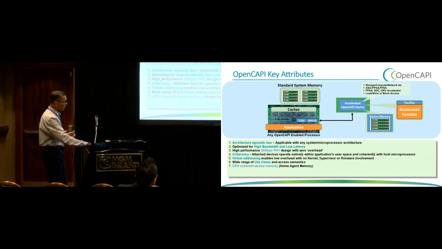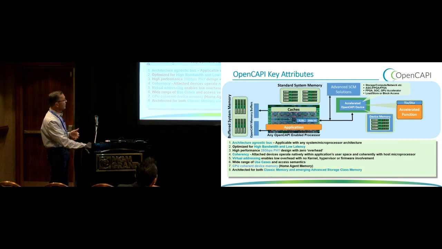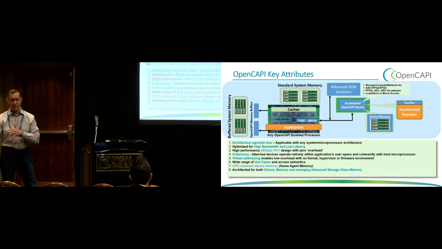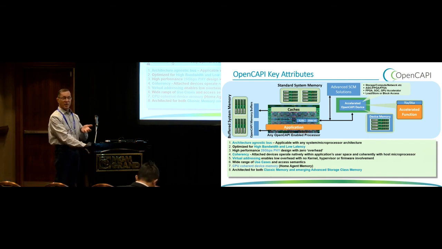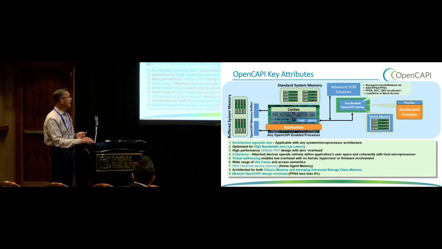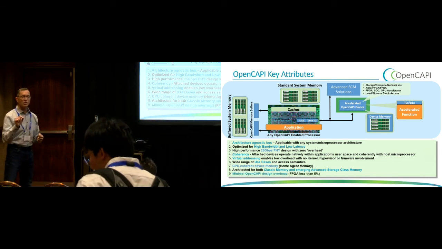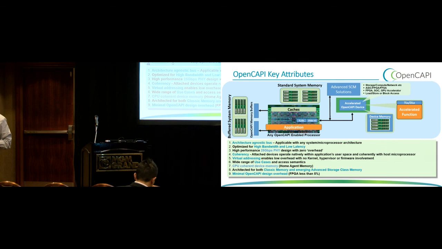There's the CPU coherency to the device itself, the home agent memory subsystem. It is architected for both, and I mentioned this classic memory and this emerging storage class memory. So of course it does both. That's the difference between that 3.1 and that 3.0 spec. And as I mentioned earlier, it also has this minimal design. So when you make this accelerator, the amount of logic you put on it is not a big tax.